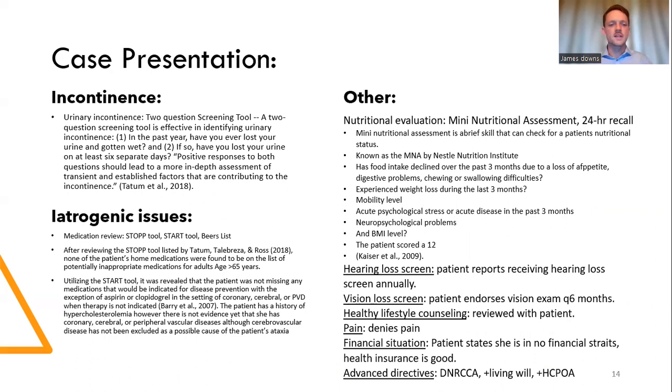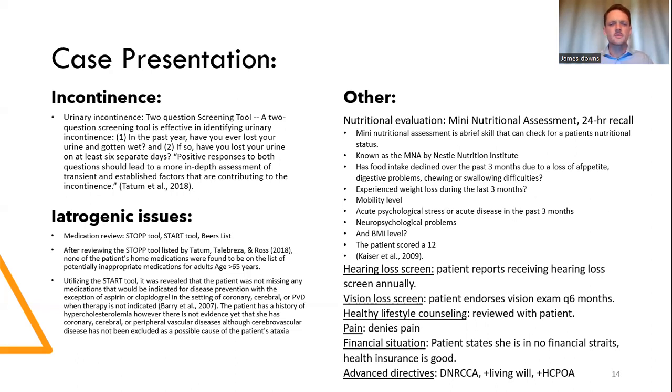But otherwise, STOPP medications, no potentially inappropriate medications were found. Utilizing the START tool, because the patient doesn't have an explicit history of coronary, cerebral or peripheral vascular disease, there is an indication for antiplatelet therapy. However, the patient does have a history of hyperlipidemia. Her grandmother has a history of stroke and hypertension, and so it would be important to evaluate this patient further for cardiovascular disease, peripheral vascular disease or cerebrovascular disease.